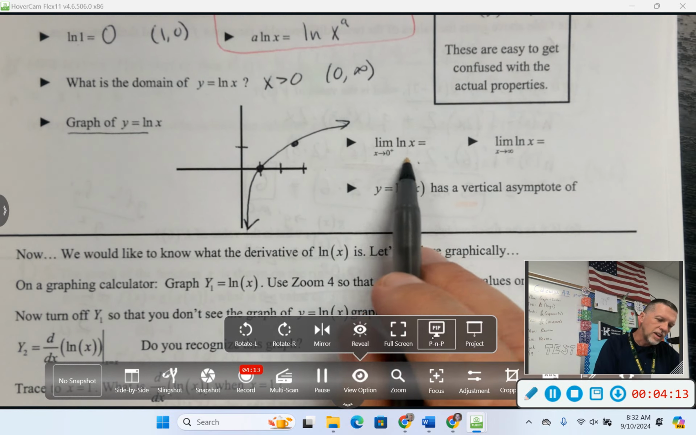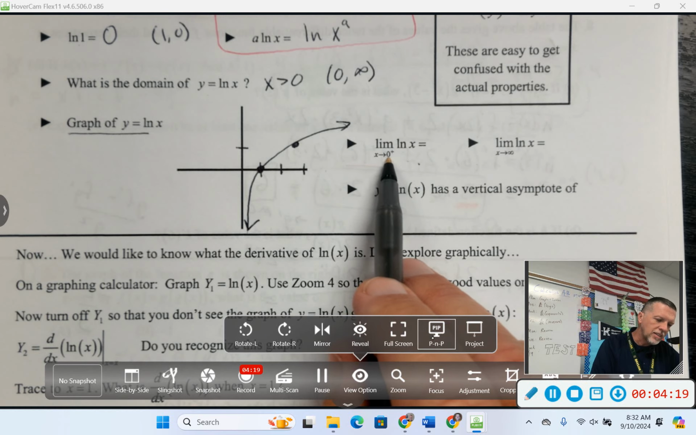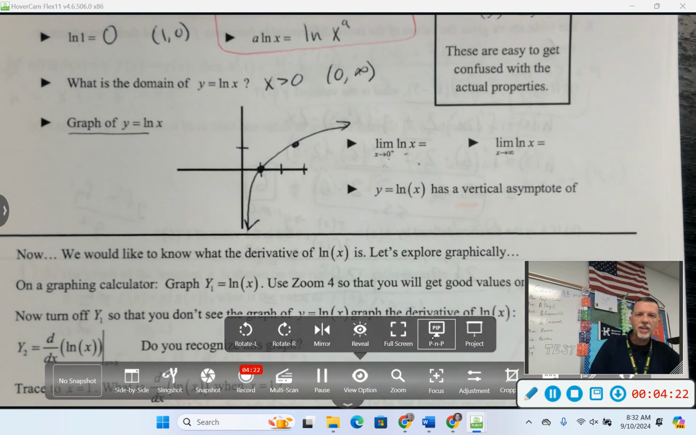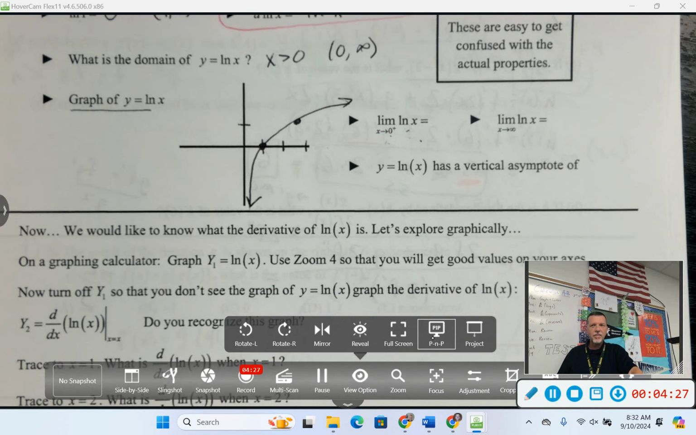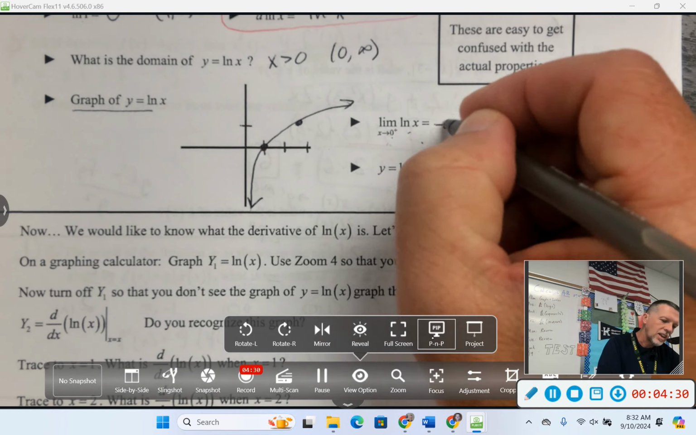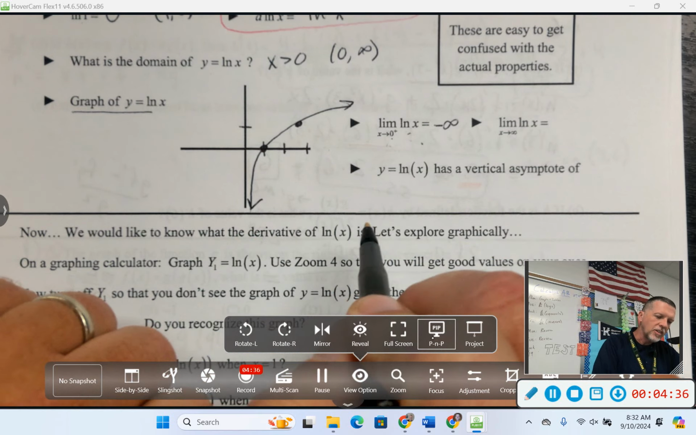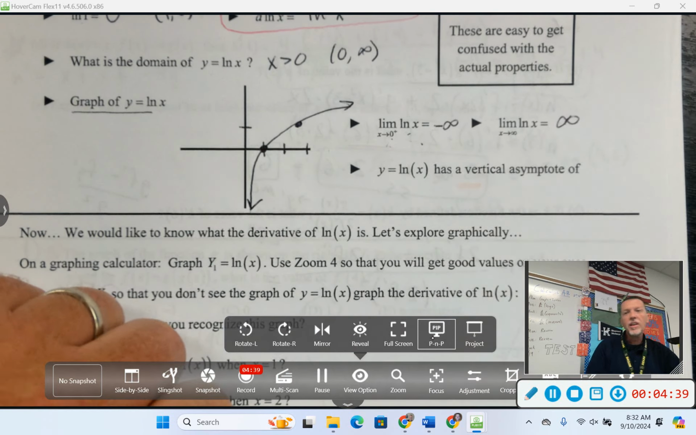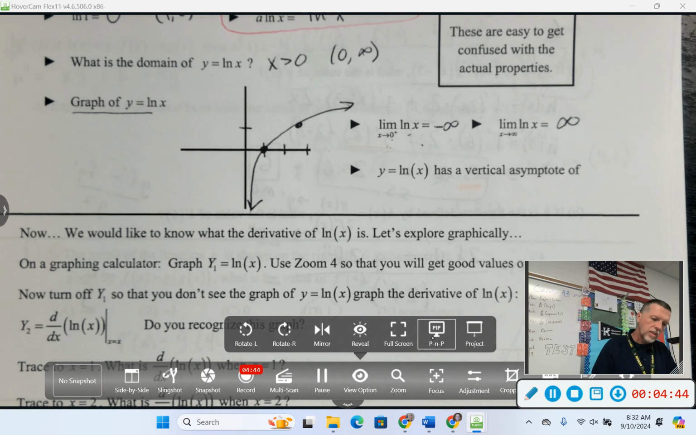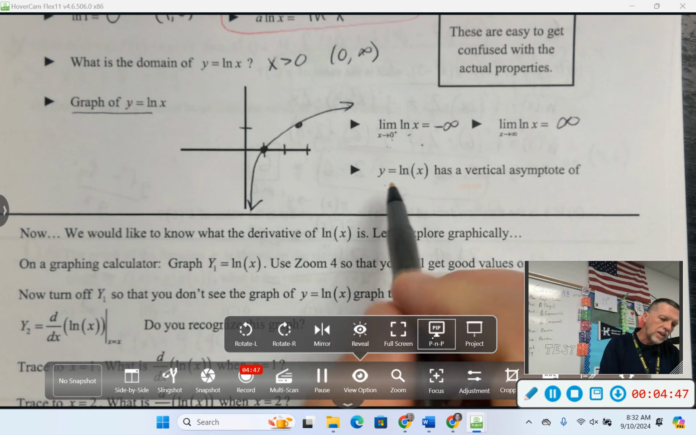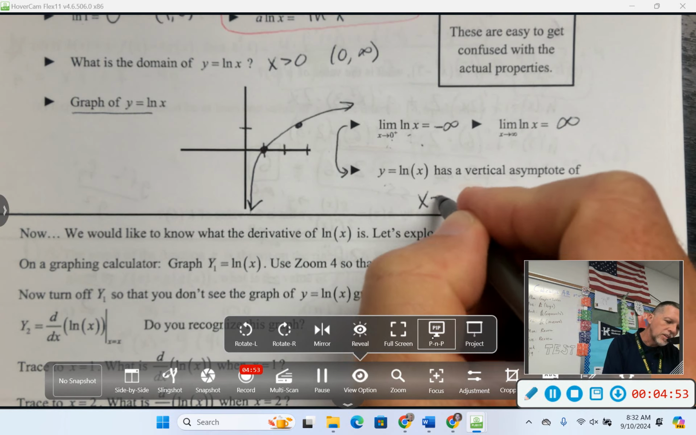Okay, some more pre-cal stuff, or calculus stuff with limits. As x approaches 0 from the right, what's my graph doing? As x gets closer to 0, but a little bit more than 0, where's the graph headed? Negative infinity. And as x heads off to infinity, what's the graph doing? Headed to infinity, very slowly, but headed toward infinity. So that means there's a vertical asymptote at x equals 0.